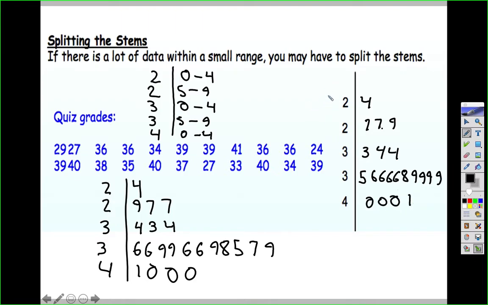So splitting the stems is when you take one digit, and it helped us for the 30s. When you had way too many 30s, it might help to say take the first half of the 30s and the second half of the 30s and split them. It still shows you this distribution goes up and down. It's a nice symmetric distribution. It still shows you all of the data points from smallest to tallest, but you split the stems. We don't often split the stems, but it's good to know.